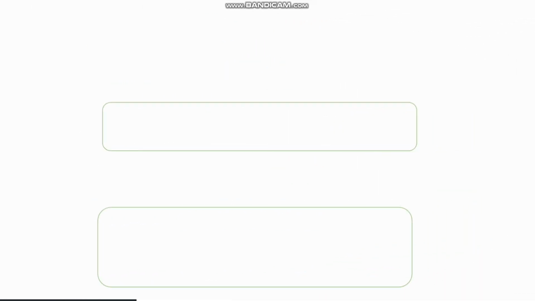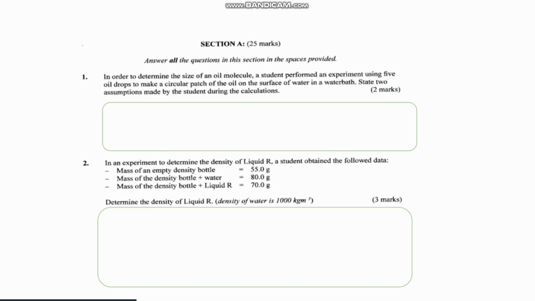So we are going to start right away with the first question, and the first question in section A reads: in order to determine the size of an oil molecule, a student performed an experiment using 5 oil drops to make a circular patch of the oil on the surface of water in a water bath. State 2 assumptions made by the student during the calculations.